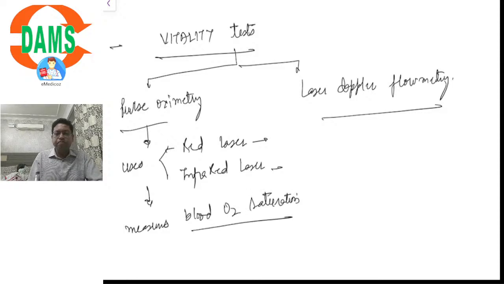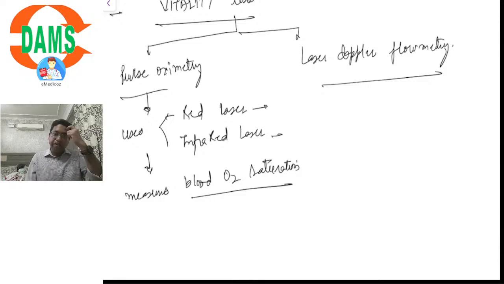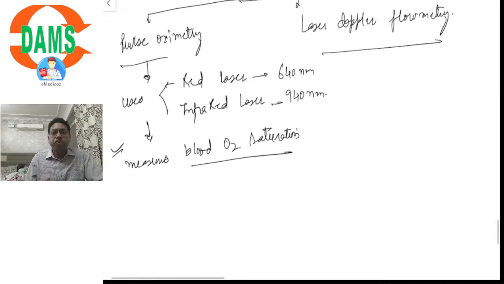All of you must have used pulse oximeters. It has become a household appliance since the pandemic set in. Everyone was measuring the blood oxygen saturation levels during the time of the pandemic. So basically, it uses two types of lasers, the red laser with a wavelength of 640 nanometers and an infrared laser with a wavelength of 940 nanometers. When these two lasers are passed through the vascular bed, it gives an idea about the blood oxygen saturation.